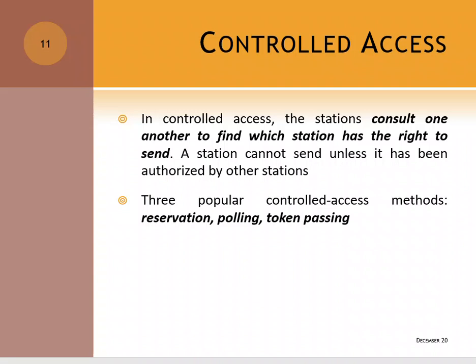Control access protocol. In control access, the stations consult one another to find which station has the right to send. A station cannot send unless it has been authorized by other stations. Okay, berbeza dengan random access tadi.